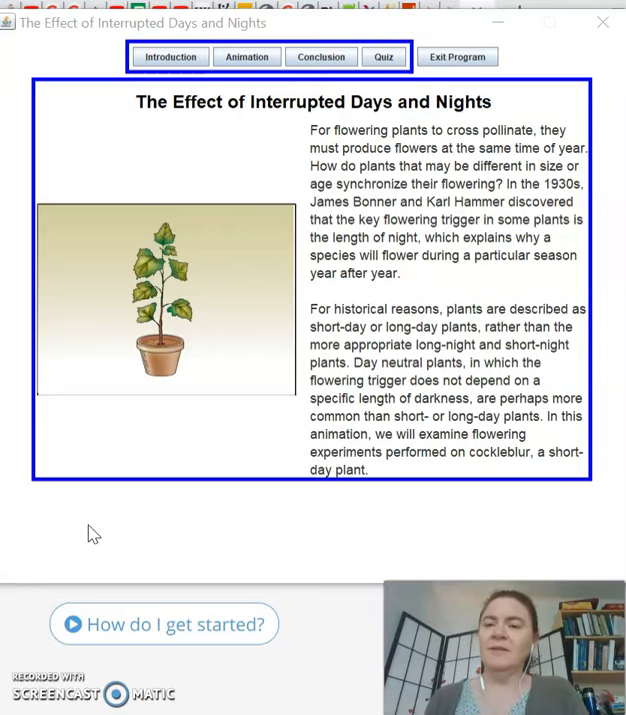For historical reasons, plants are described as short day or long day plants rather than the more appropriate long night and short night plants. Day-neutral plants, in which the flowering trigger does not depend on a specific length of darkness, are perhaps more common than short or long day plants. In this animation, we will examine flowering experiments performed on cocklebur, a short day plant.